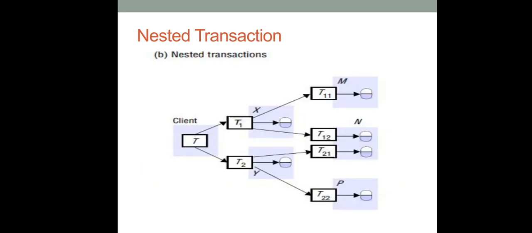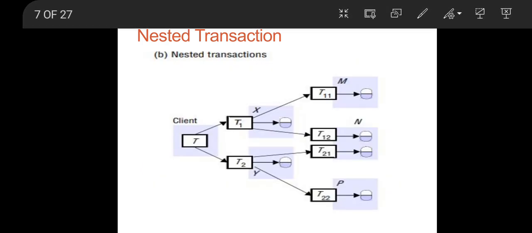Let us say in this example we have a transaction T requested by a client, and the transaction T is divided into two sub-transactions T1 and T2. T1 is accessing object X in server X. T2 is accessing the object which is present in server Y. Now, similarly, T1 and T2 are further divided into sub-transactions, that is T11 and T12 from T1, and from T2, two further sub-transactions are created, that is T21 and T22.